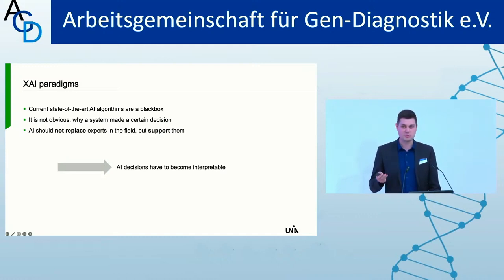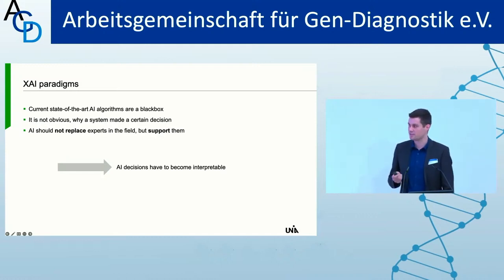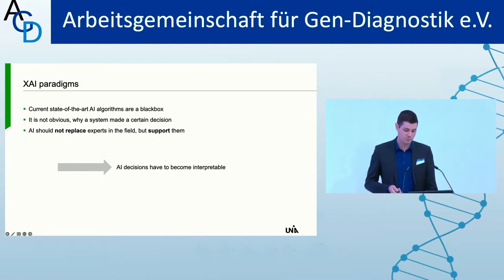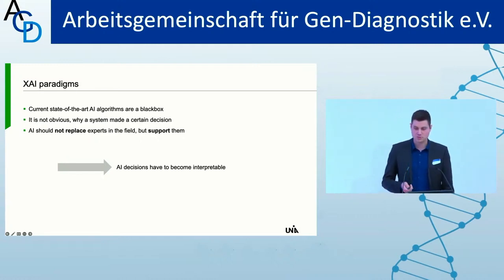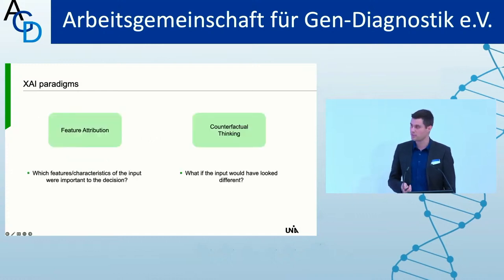Usually when you as a physician say, yes, this prediction is in alignment with my decision, then it's totally fine. But what if you say this patient has COVID and the AI says otherwise? Then of course you have to find out why those decisions differ from one another. And there come in the different XAI paradigms.